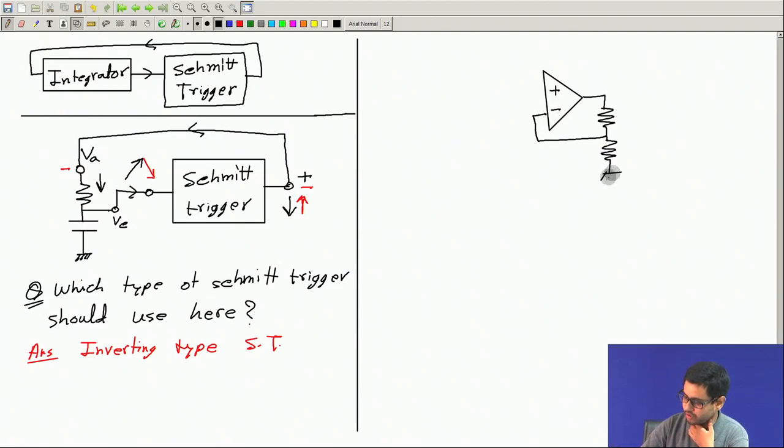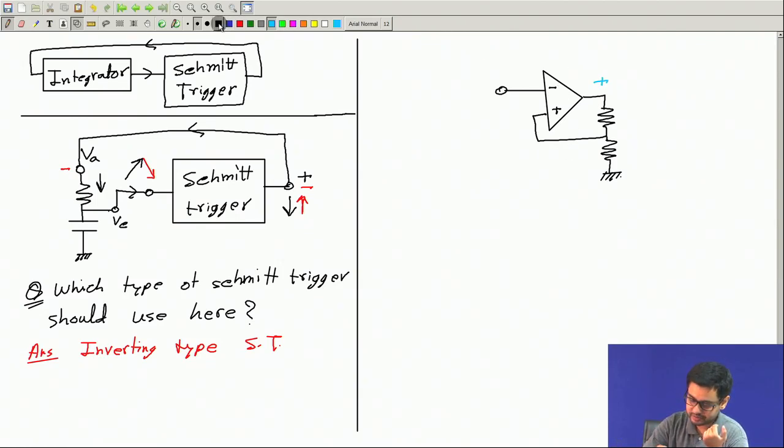Okay. So, this is a non-inverting amplifier, and now I will change the plus minus sign, positive feedback and input at the minus terminal. Let us verify that this is an inverting Schmitt trigger. Say if at any moment this voltage is positive, the output is positive plus V supply.